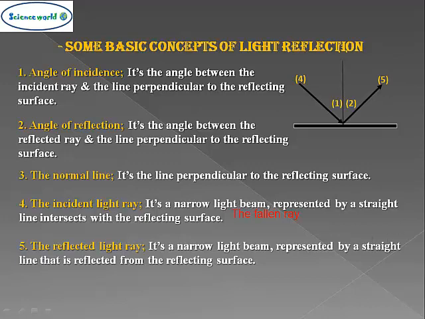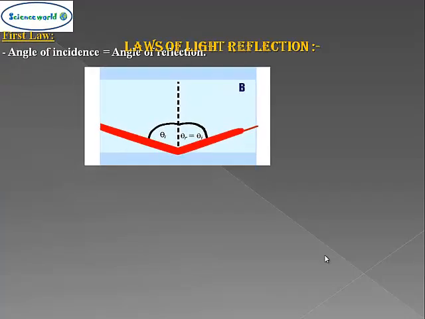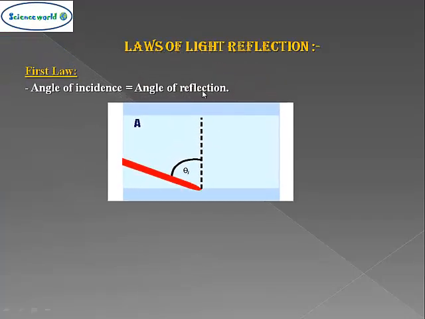Okay, after knowing these concepts, you have to know the laws of light reflection. The first law: the angle of incidence equals the angle of reflection. As you see, the angle of incidence, this one, equals the angle of reflection, this one. So here, this angle equals the other angle, the reflected angle.